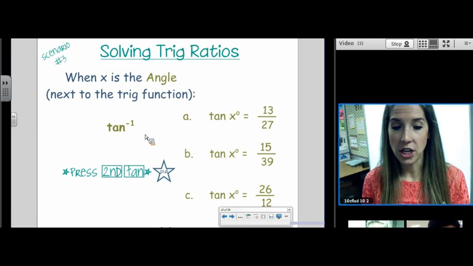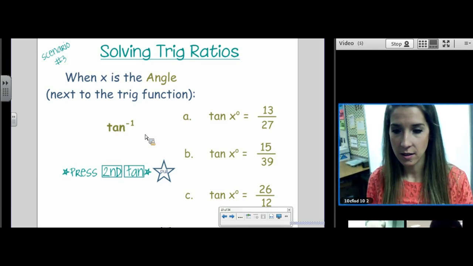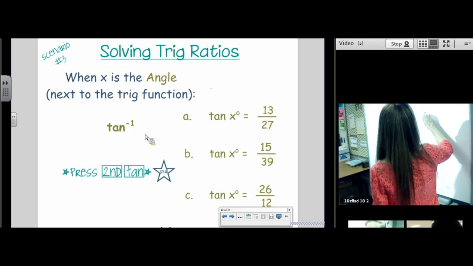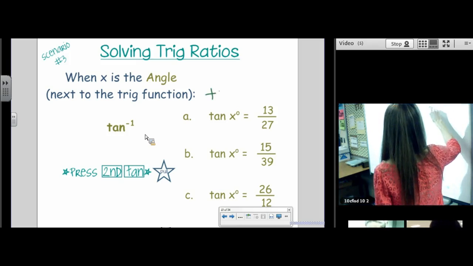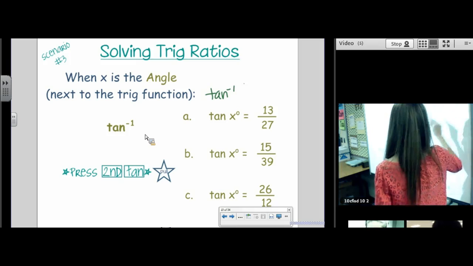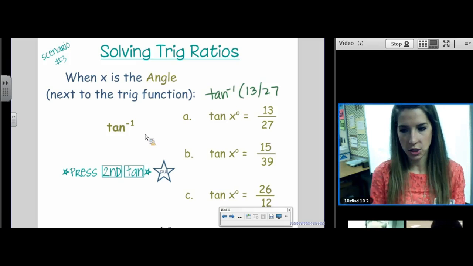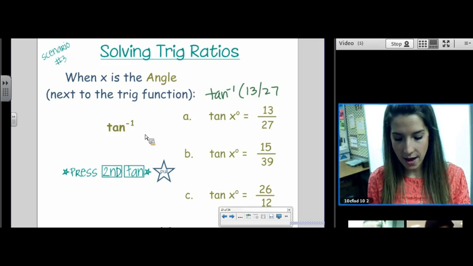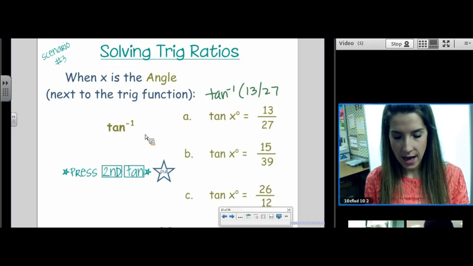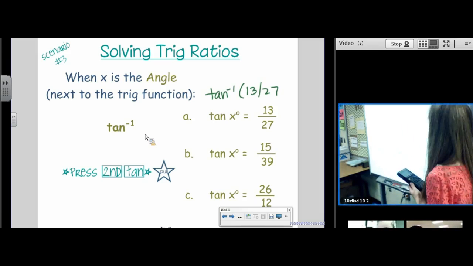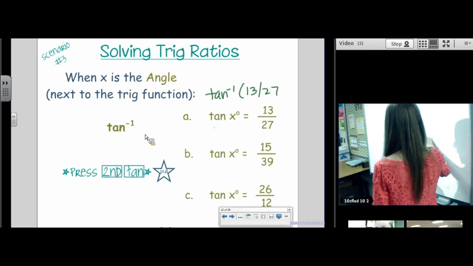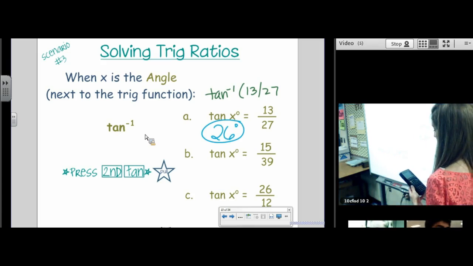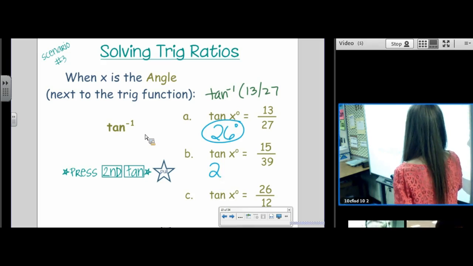Oh, good question, Rishi. No, you press second tan, and then you put the fraction in. So your calculator should look like this, and then you do this. You don't have to close the parenthesis because you're not putting anything after it. Anna, you have A. Rishi, you have B. And Edriel, you have... So if we are going to round to a whole number, then A is a 26-degree angle. B is a 21-degree angle.